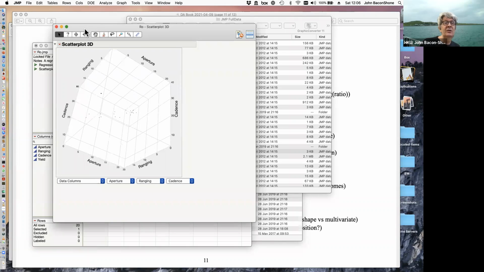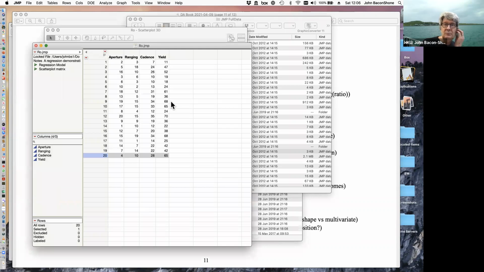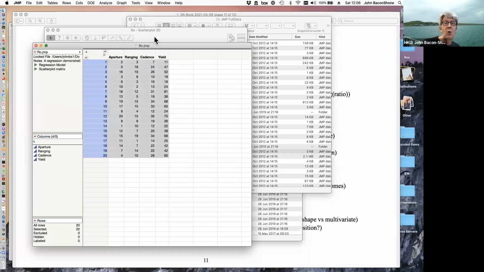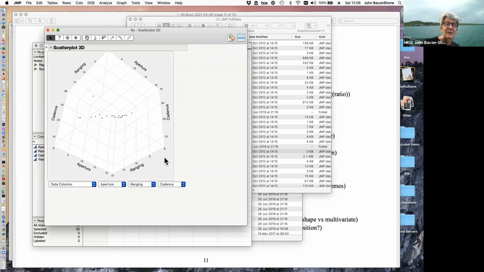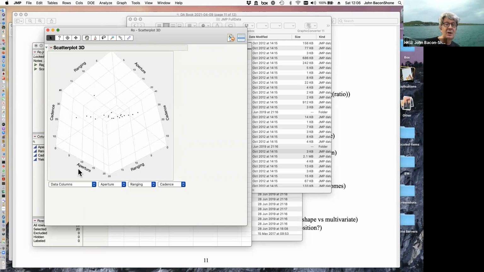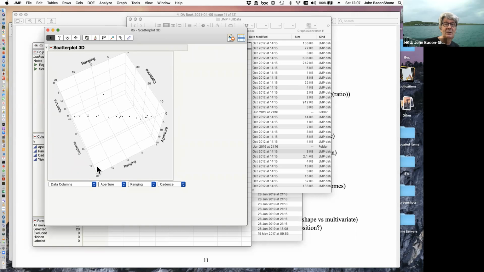Now I'm actually going to, first of all, select all my data points. If I go back to my spreadsheet here, at the moment, I've only got row 20 selected. I want to select all rows. So that means they will all be highlighted in my plot. Now, what am I trying to do here? I'm going to rotate this, looking for a pattern. So can I find a pattern? I want you to try rotating in 3D space to see if you can find an interesting pattern.